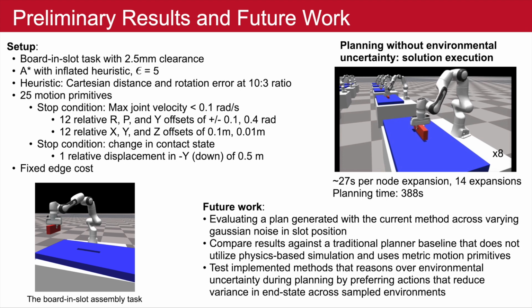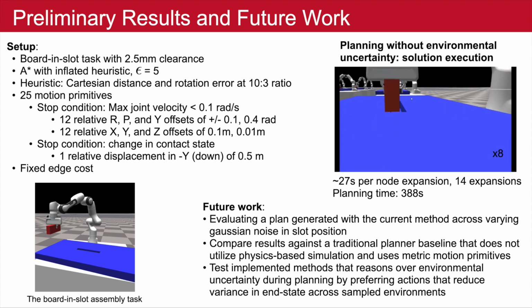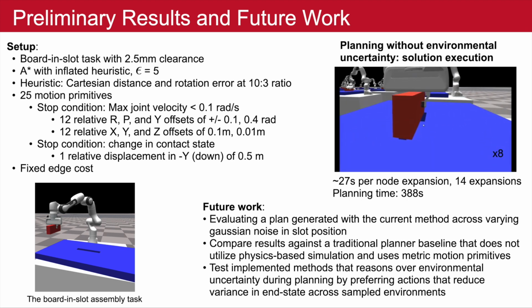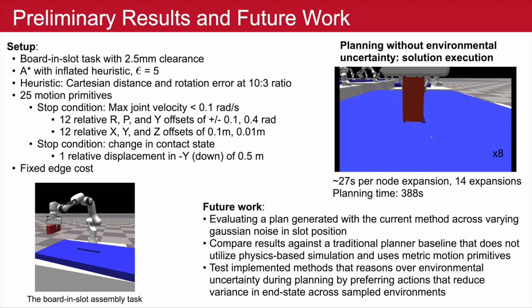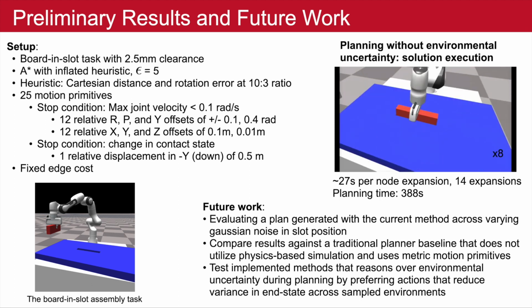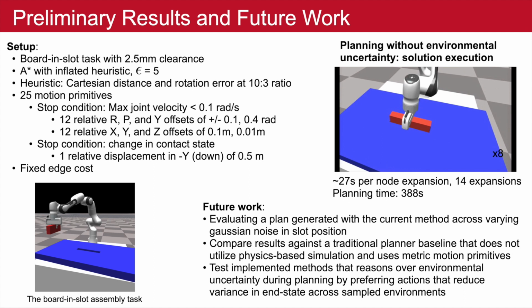in blue. As previously mentioned, work is in progress to evaluate the solution found by the proposed method, while varying levels of Gaussian noise are added to the slot position. A baseline of a planner using metric primitives and no physics-based simulation will be used to evaluate if the proposed method is more robust to environmental uncertainty without explicitly considering it during planning.